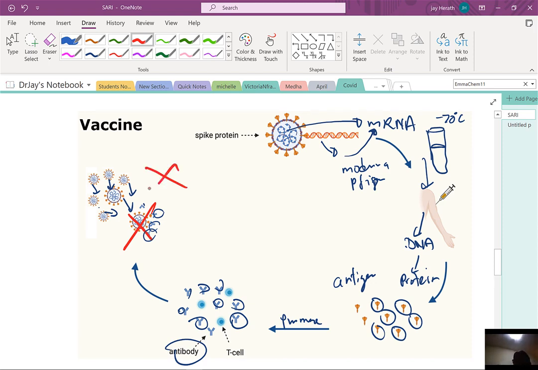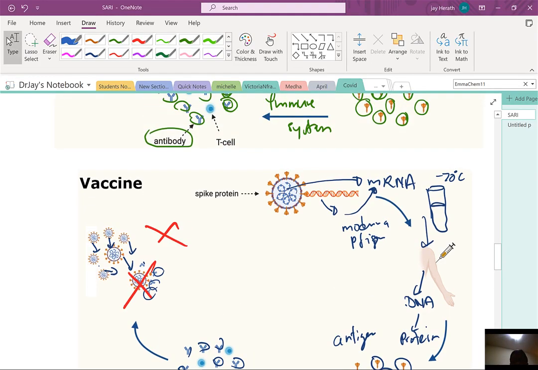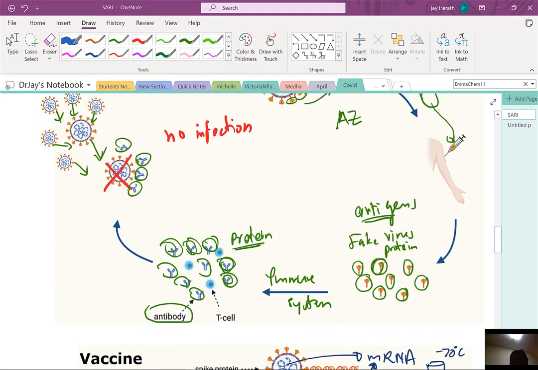So those are the two drugs. And what's the important thing? They have slightly different mechanisms, but they will provide the protection, right? Okay.